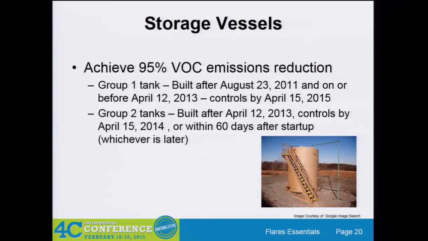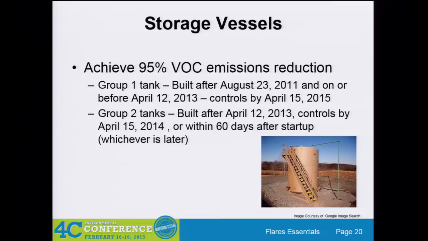Again, 95% VOC reduction. Typically in the upstream sector, you're going to have a vapor recovery unit, which is typically a small compressor that's going to take flash emissions off of your oil storage tank and route those to sales, or potentially you're going to have a flare or a combustor of some sort. And so again, the EPA wasn't super restrictive and didn't say you have to have a flare that's 98%. You need to achieve 95% VOC emission reduction.